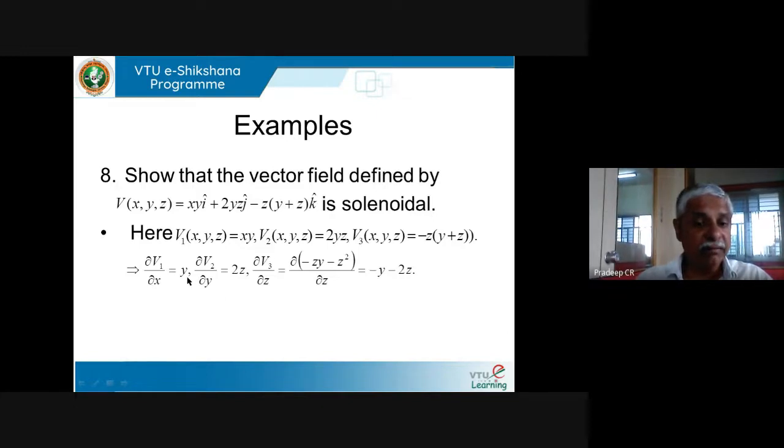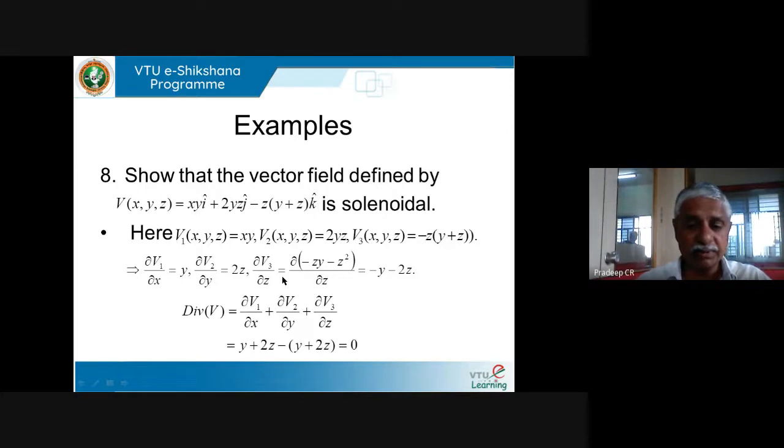So I found del V1 by del X, del V2 by del Y, del V3 by del Z. Now you add them up, and you'll see, magically, the answer is 0. Even though there are X, Y, Z all over each derivative, when you add them up, it becomes 0. So the divergence of V is 0, because this is the definition of divergence, which means this vector field is solenoidal because its divergence is 0. Solenoidal means divergence is identically 0, which is 0 everywhere.